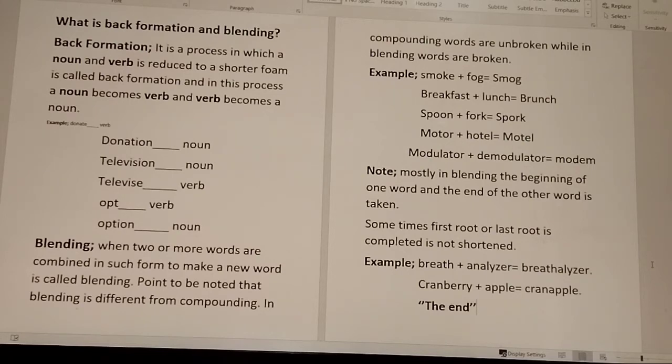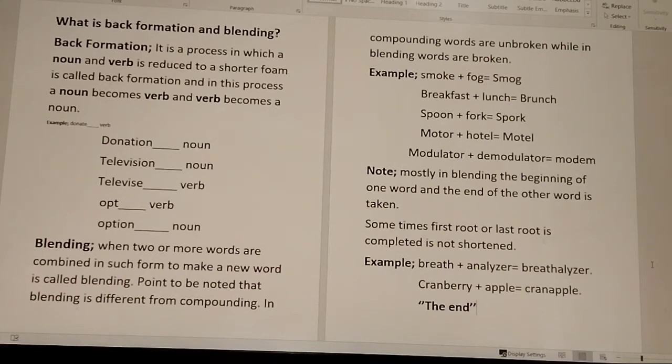So now here, the first two letters of smoke, SM, and the last two letters of fog, so it became smog. The second example, like breakfast plus lunch is equal to brunch. So the same, the first two letters BR of breakfast, then the last four letters UNCH, it became brunch. And the third example, spoon plus fork, it became spork.